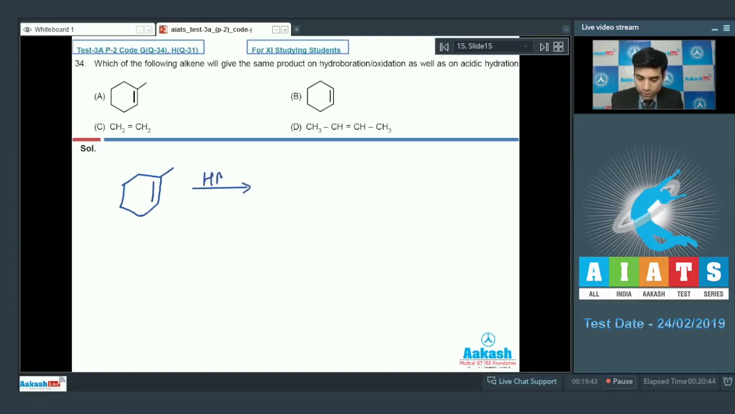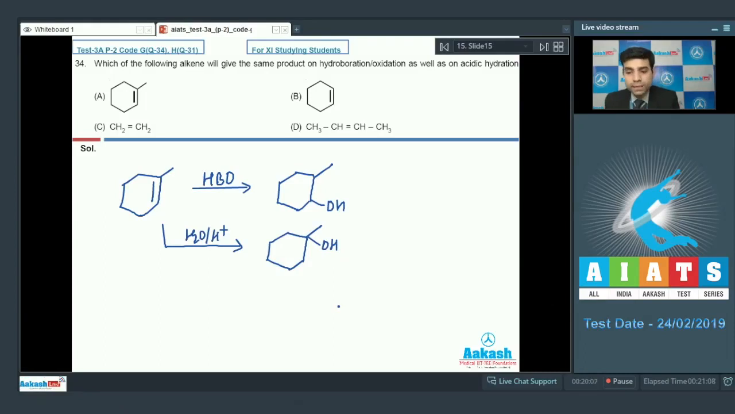on hydroboration oxidation, it will give us 2-methyl cyclohexanol, and on acid hydration, it will give us Markovnikov addition product, which will be 1-methyl cyclohexanol. So these two products are different. In all other cases, if we write the products, both will be same because the positions are identical. So hence the correct answer for this question will be option B, option C, and option D.